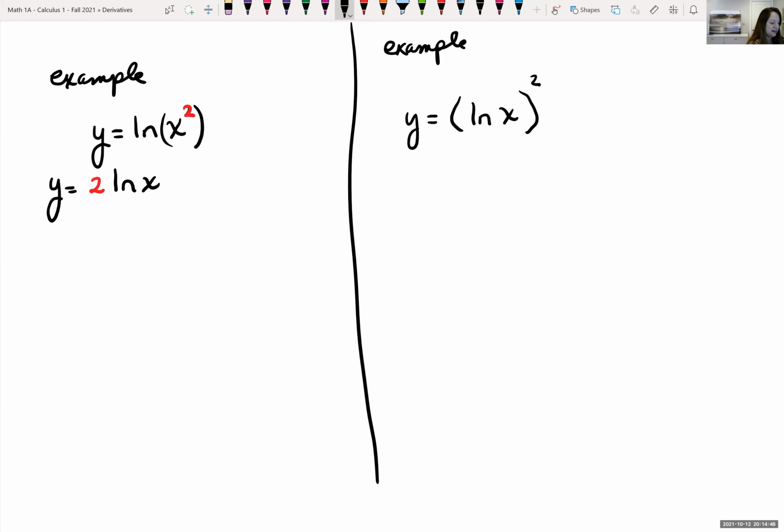And so now finding the derivative of this, we have our coefficient in front times the derivative of natural log of x, which is just 1 over x. So this is 2 over x.